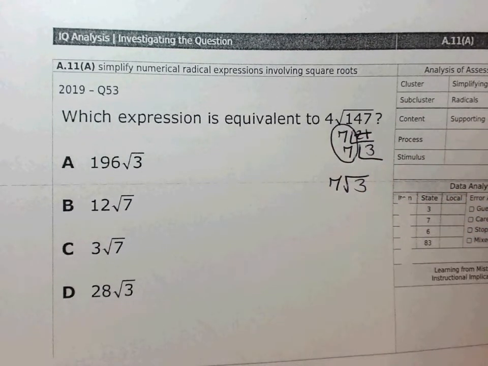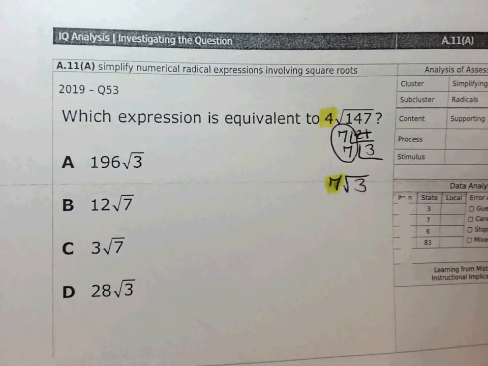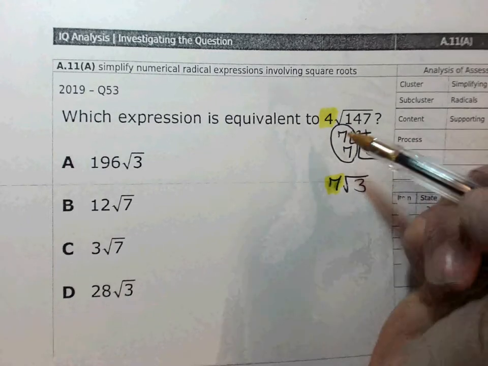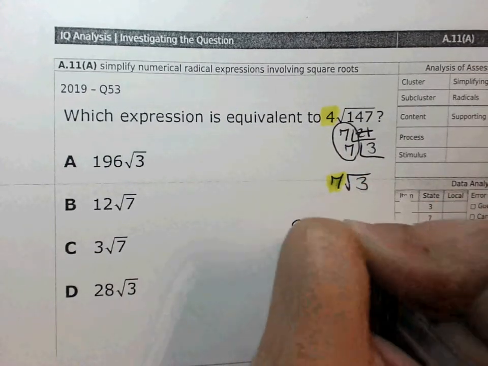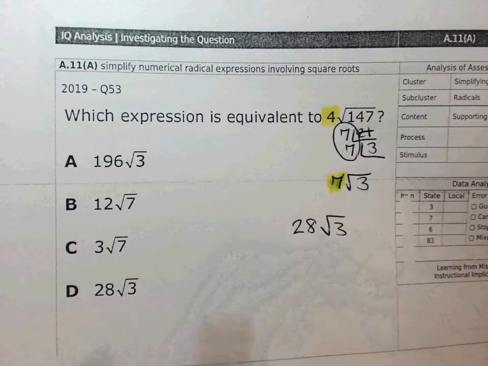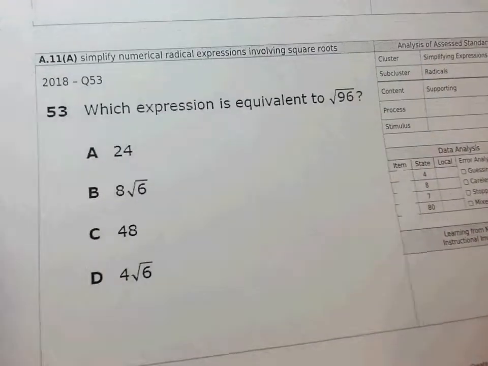Now, there was a 4 already out here, and now I took a 7 out. What do I need to do with those two numbers? The answer is multiply. I need to multiply them. You end up with 28 root 3. So that is D. Okay, go ahead and try 53.